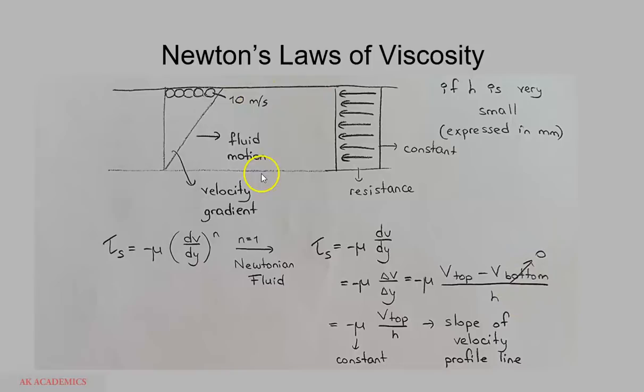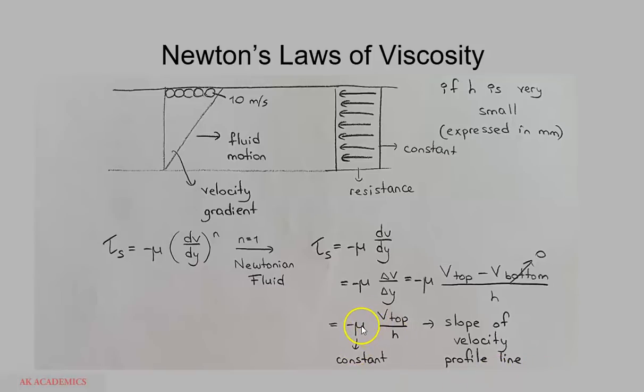The velocity at the bottom is fixed, and if it's at the origin, it is equal to 0. In that case, we have v bottom eliminated. What we are left with is minus mu multiplied by v top divided by h. h is always the gap between the two plates, the allowance between the fixed plate and the variable plate.